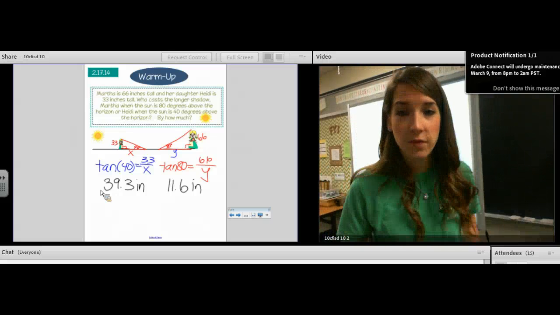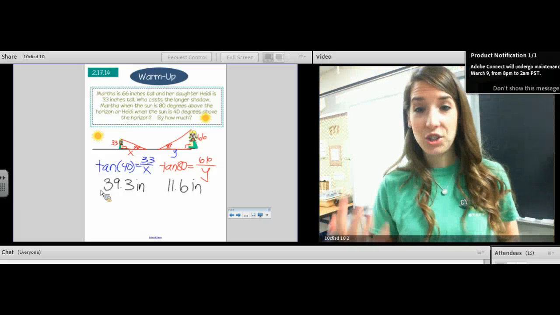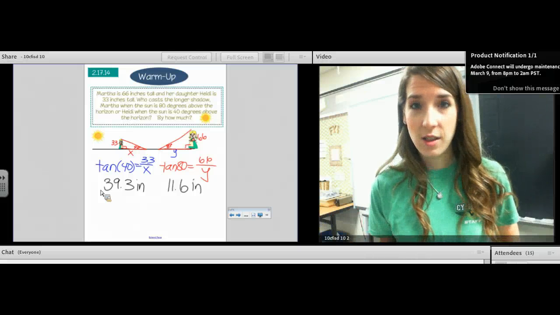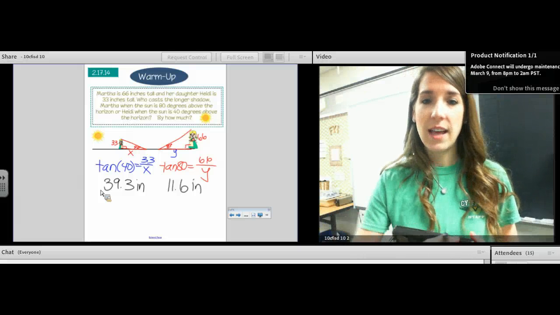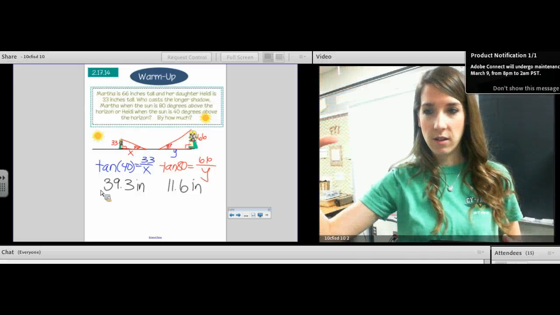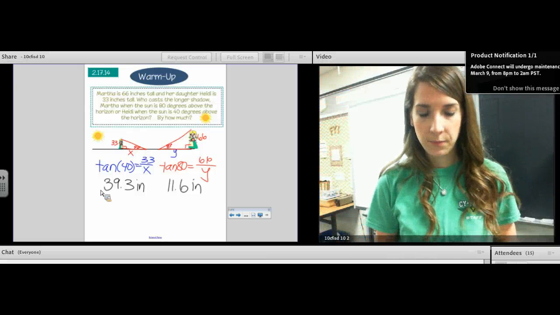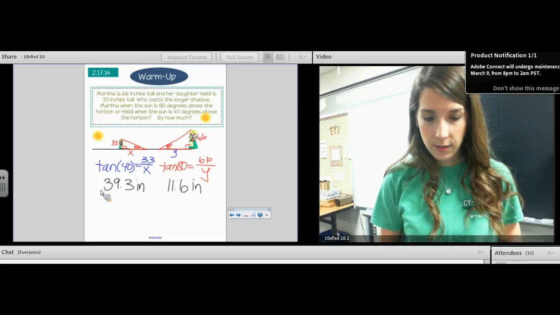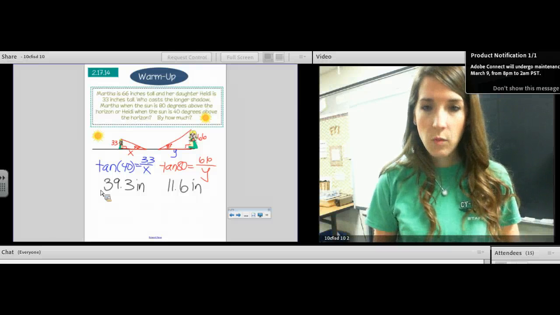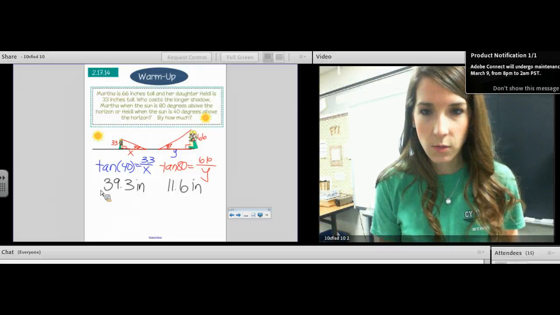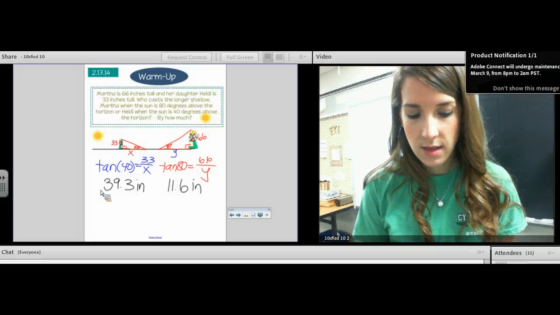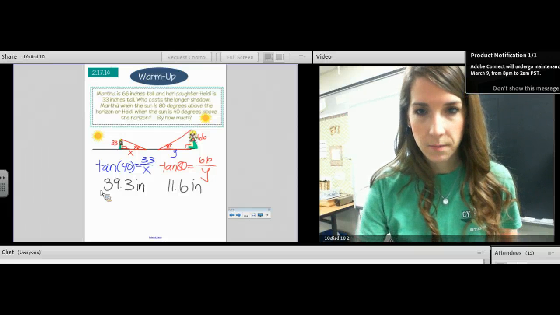Okay, so even though Heidi is shorter, she casts the longer shadow because as the sun is setting, your shadow is getting longer, longer, longer, longer. Does that make sense? So now we just need to subtract. And what is the difference, Quan? What is the difference in the lengths of their shadows?